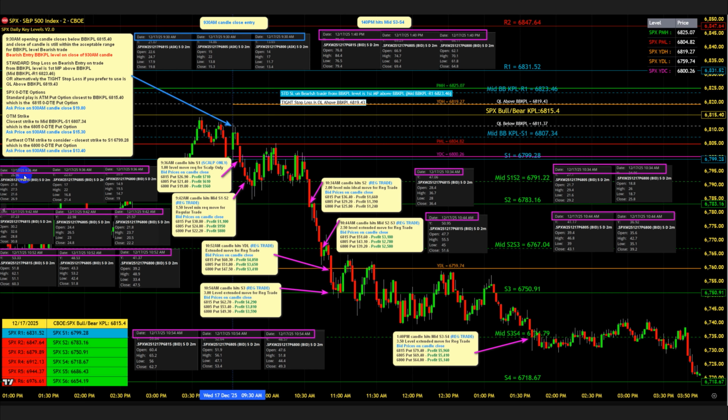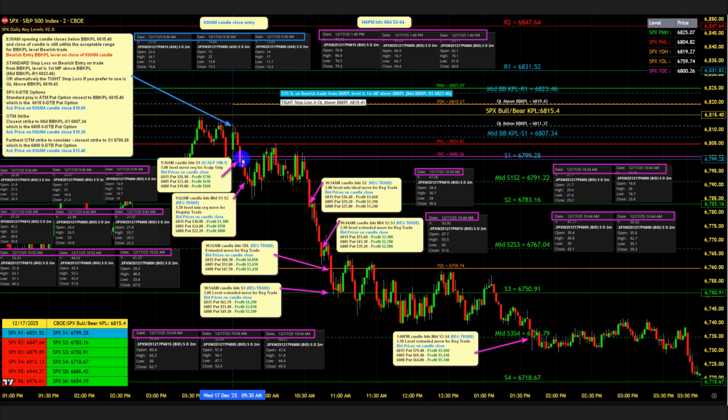Now here we have the bid prices on the candle close, and as you can see here, the 68.15 is 26.90. That's a profit of $710 per contract. The 68.05 bid on the candle close, 21.40. That's a profit of $610 per contract. The 6800 is $19. That's a profit of $560 per contract.